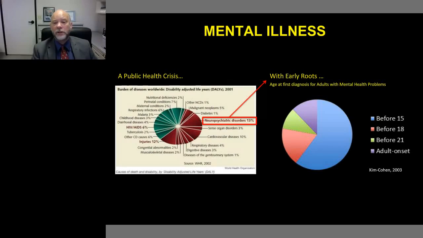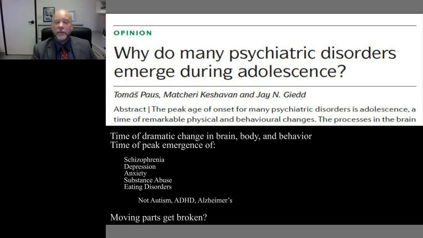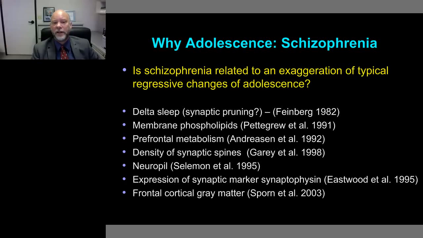And so this is critical time. Not everything, but there's a lot of clues here to understand why. If you're born at risk for schizophrenia, why does it wait till you're a teenager to show up? Or depression, or anxiety, some sort of eating disorder. But not everything, not autism, not ADHD, not Alzheimer's.